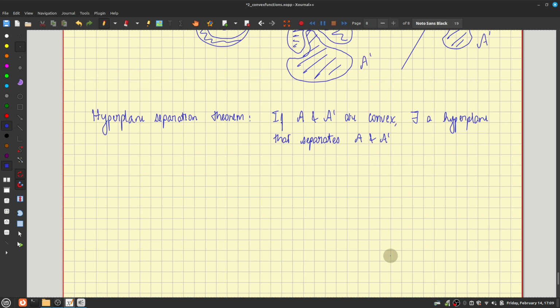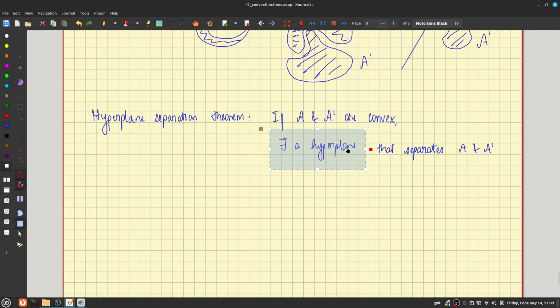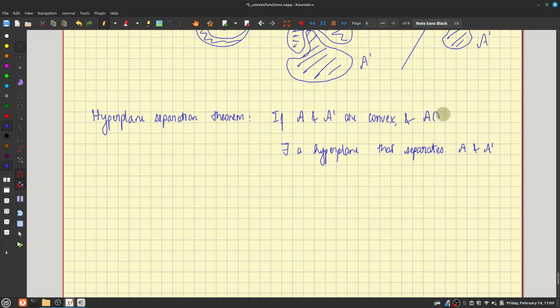If one is a proper subset of the other? Okay, very good point. So if A and A prime are convex and non-intersecting, that's a good point. I should have explicitly mentioned that. Whenever I'm talking about separation, I will imply that A and A prime are disjoint. Just to be clear, A prime is not the complement of A. It's okay even if it is the complement of A, because as I said, it separates A and A prime, so they're allowed to intersect at the boundary.